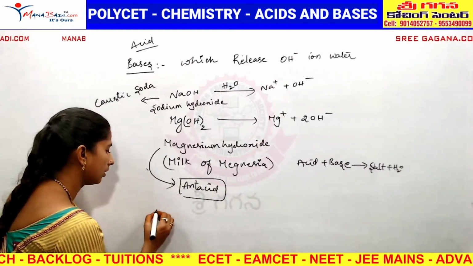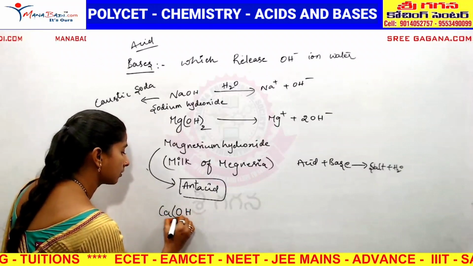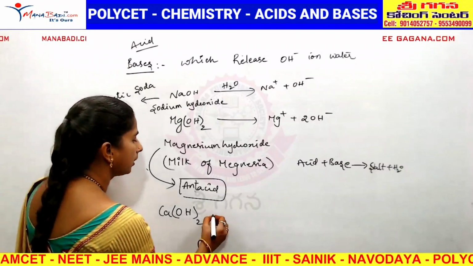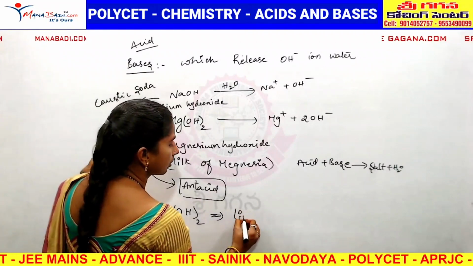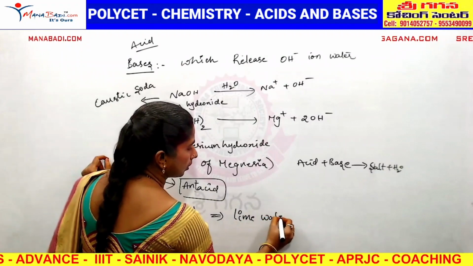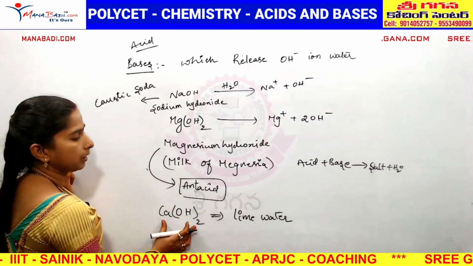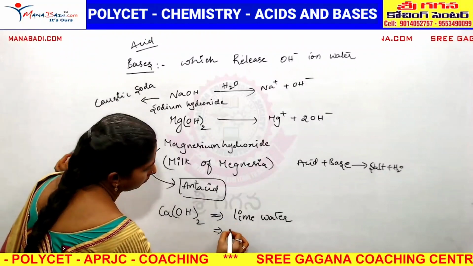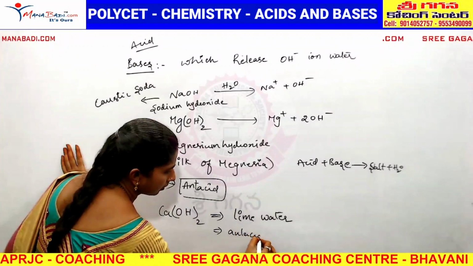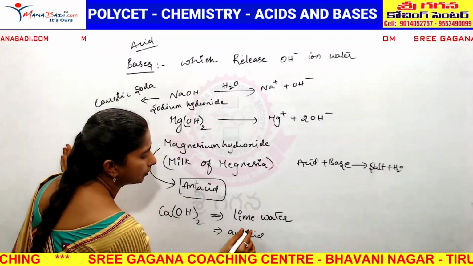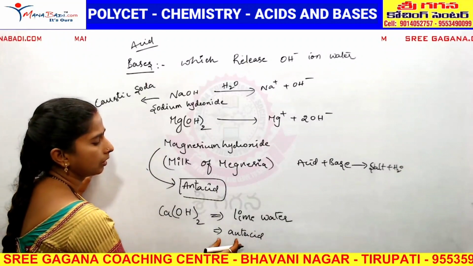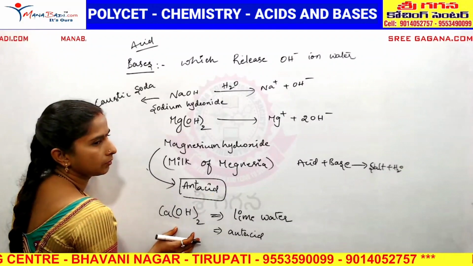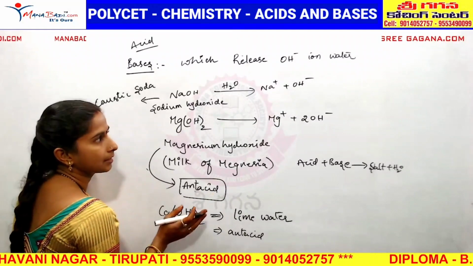After that, another example, Ca(OH)2, calcium hydroxide. Another name for calcium hydroxide is lime water. It is also used as an antacid, and for whitewash; so many uses are there for lime water. Usually we use magnesium hydroxide. Only in very rare conditions do we use calcium hydroxide as an antacid.